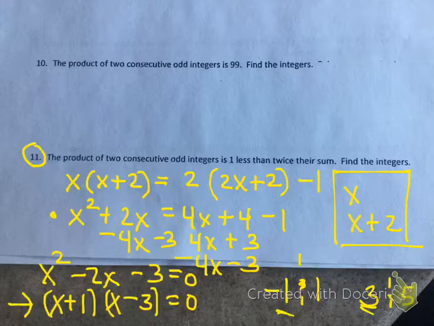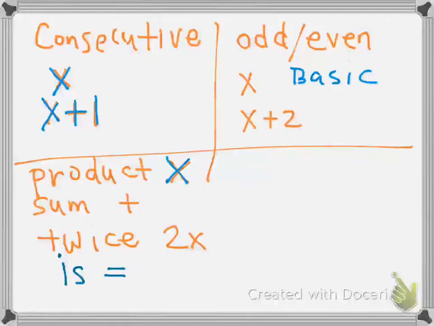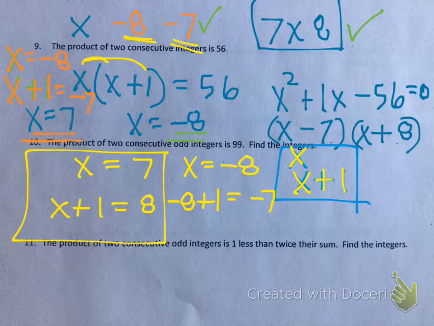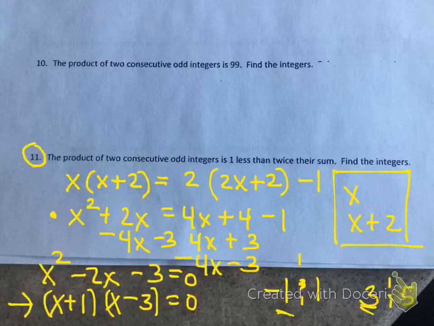This is the next problem I did. It's number 11. The product of 2 consecutive odd integers is... So when you're doing odd, remember back, I told you this. For even and odd, you've got to do this stuff. Okay, so this is how I start: x and x plus 2.